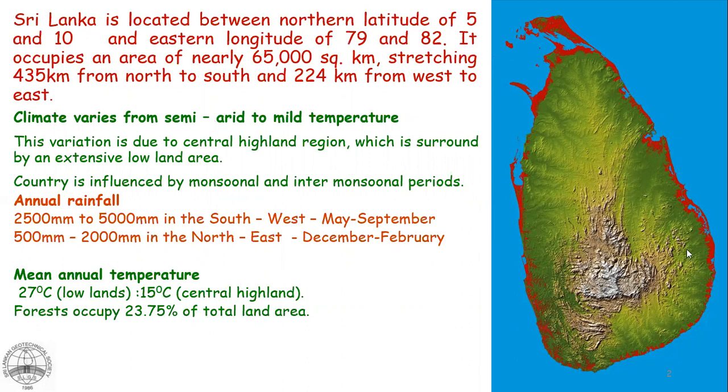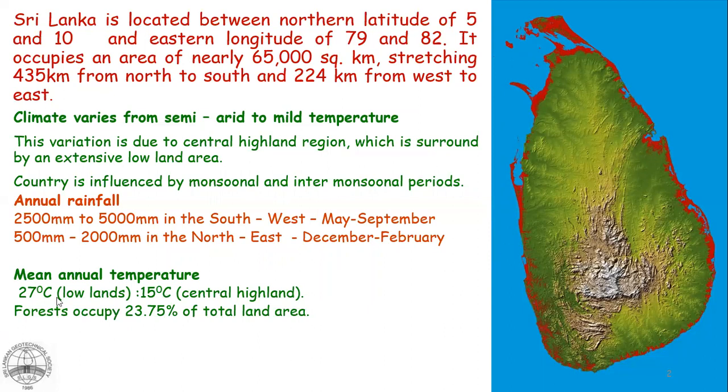This variation is due to the central highland region, which is surrounded by extensive low-lying area close to mean sea level. Annual rainfall is contributed by 2 monsoons: 2,500 to 5,000 millimeters of rainfall from the southwest monsoon, which occurs from May to September, and 500 to 2,000 millimeters from the northeast monsoon, from December to February.